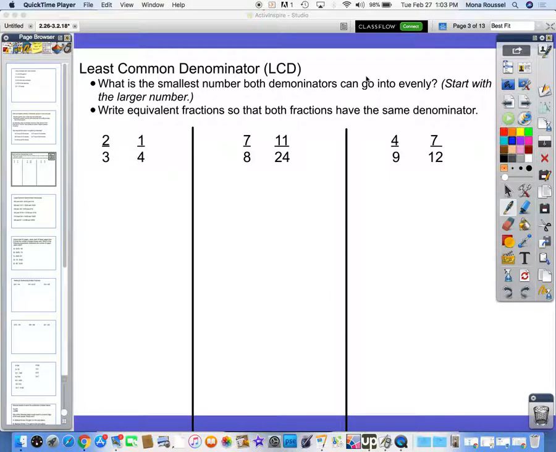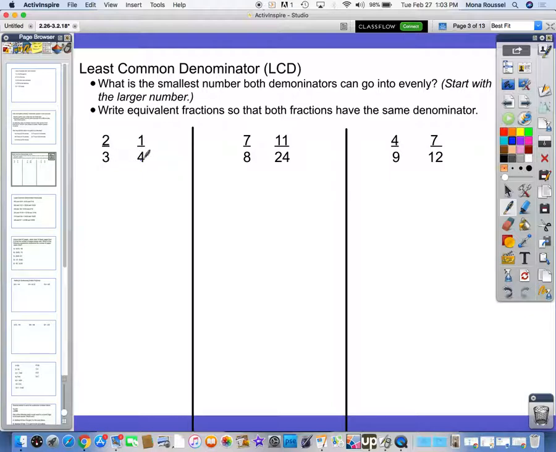Today we're going to find the least common denominator of a set of fractions and write the like fractions. In order to find the least common denominator, we need to find the least common multiple of the denominators. Well, the quickest way to do that is to start with the larger denominator. In this case, the 4 is the larger denominator. So we will list its multiples until we get to one that 3 can go into evenly.